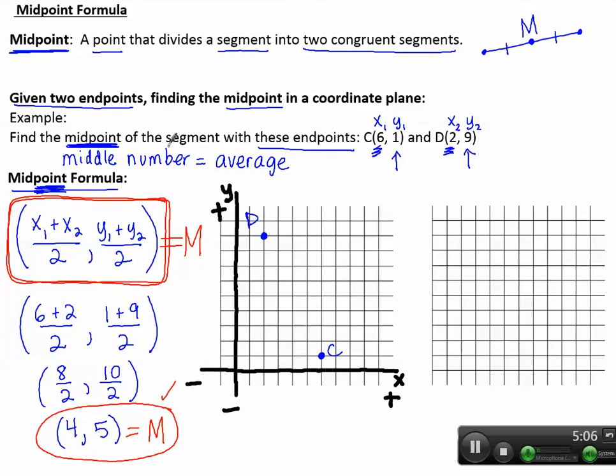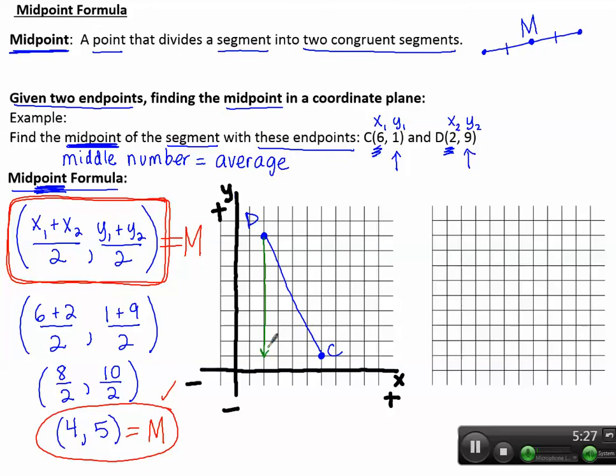Ultimately, we're drawing a segment. So if I connect from this point to this point, that is the segment for which I need to find the midpoint. Instead of having to use a formula, we could count. Let's find the change in y from D to C. So I'm going to count straight down.